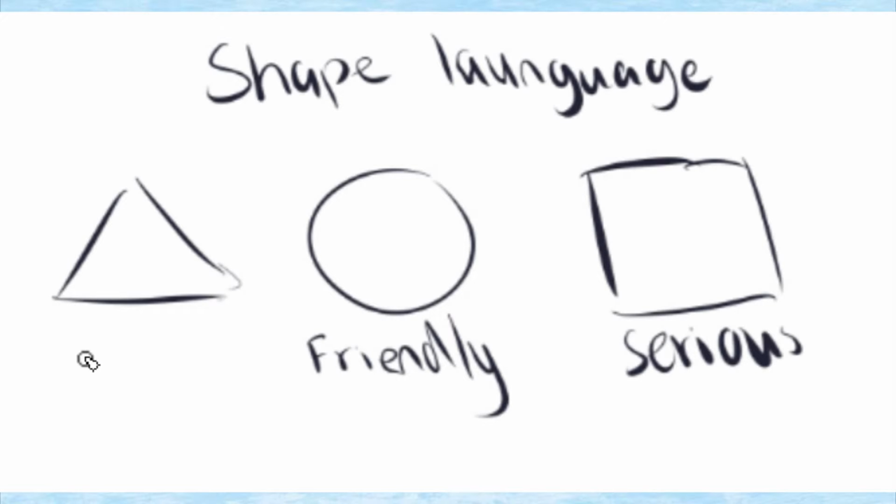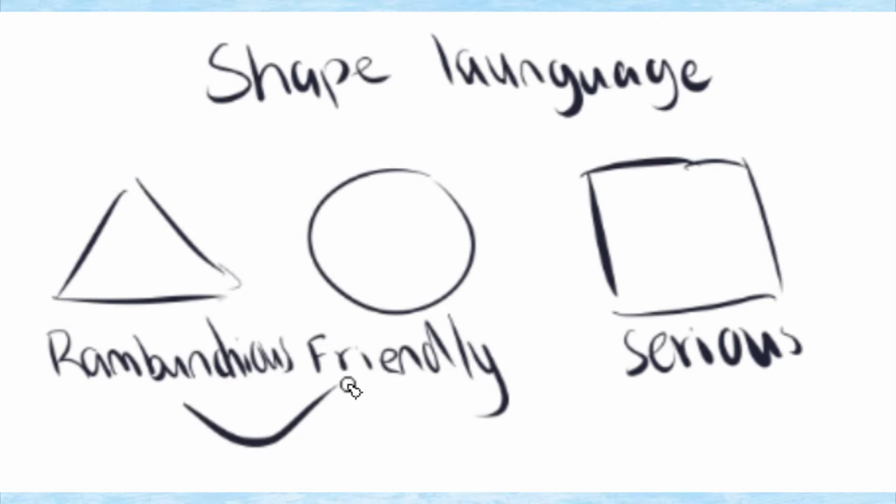And then a triangle is kind of rambunctious or mischievous, or kind of evil sometimes, like you're not really at ease. So I decided that I wanted this character to be a little rambunctious but also very friendly, and I took that into account when designing her body shape, which is what we're going to do next.